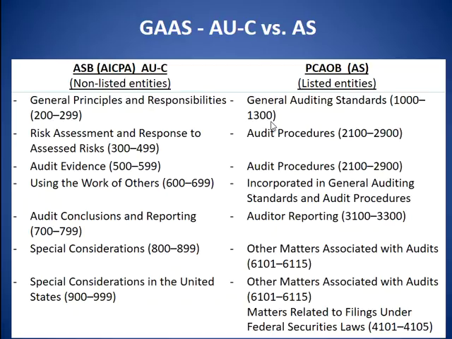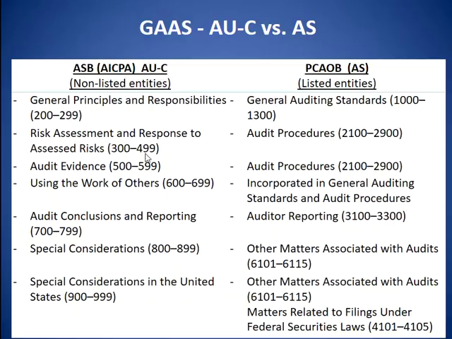Then we go on to audit procedures. And what I've done is I've aligned the AICPA standards, generally speaking, with the PCAOB standards. So when you take a look at general principles and responsibilities, that is sections 200 through 299. That corresponds to general auditing standards, standards 1000 through 1300. When I go on then to the section in the AICPA called Risk Assessment and Response to Assessed Risks, that is contained in AU-C sections 300 through 499.